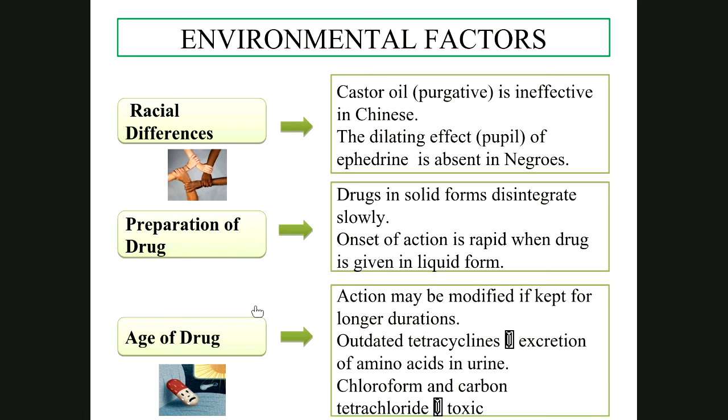Age of the drug. Now, action may be modified if kept for a longer duration. Now, you know that if the drug is expired, what will happen? It will lead to adverse reactions if an expired drug is taken. For example, outdated tetracyclines, if they are taken by mistake, what will happen? It will lead to excretion of all the amino acids in the urine. Or chloroform, carbon tetrachloride, if they are taken, they will be toxic to the body. However, all the drugs, if they are expired, will be definitely harmful or toxic to the body. So it's about the age of the drug.